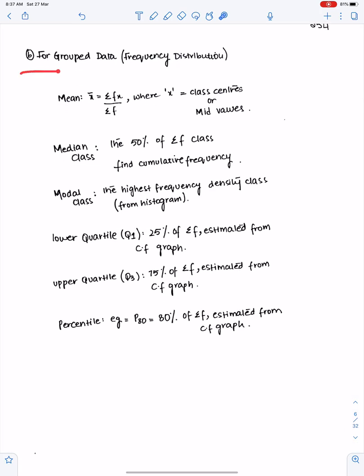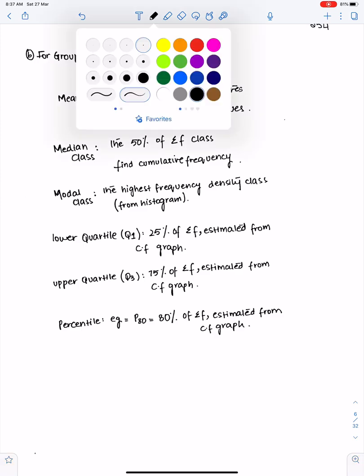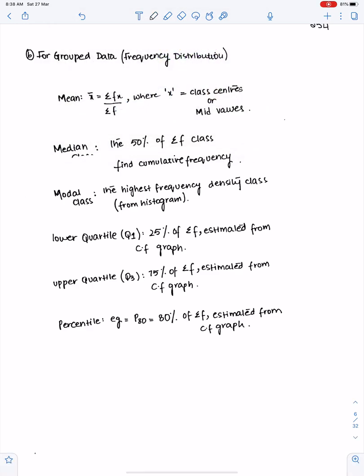Well, for group data means frequency distribution. This is the formula of mean, and this x means class centers or mid values. Median class, not median class, this is just median. We can find median class from histogram. So if you are working for median from cumulative frequency, then it is the 50%.